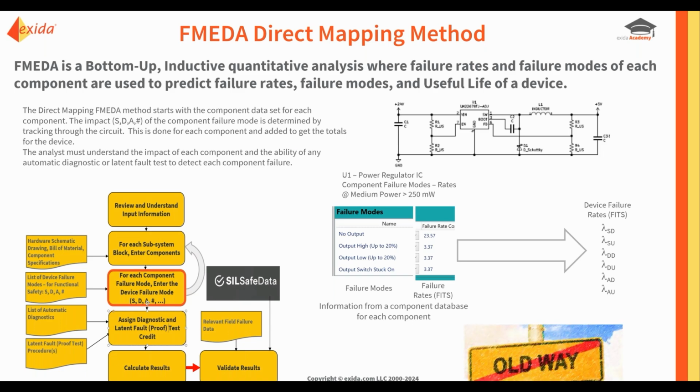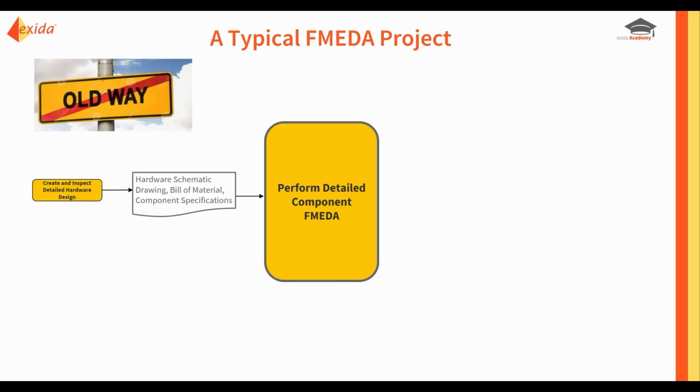Today, we call that the old way. What do I mean by that? In a typical FMEDA project, back some years ago, we would start with the important things of a hardware schematic, a bill of material, and component specifications. And we were thinking, boy, what more do I need? I don't need anything else.